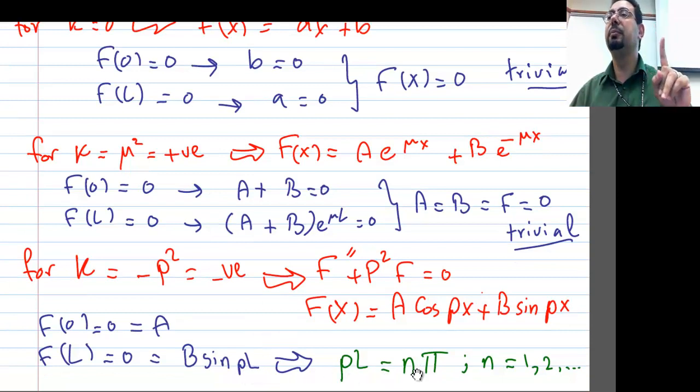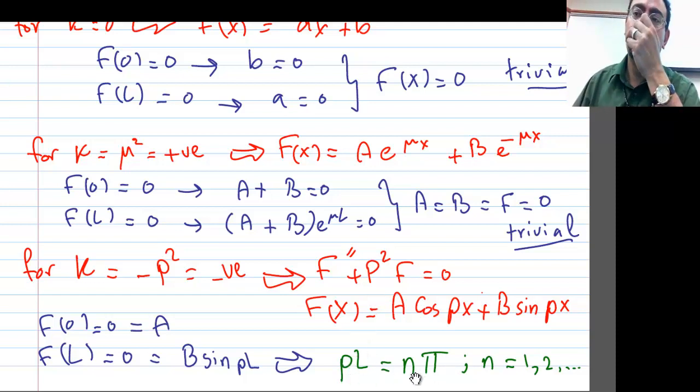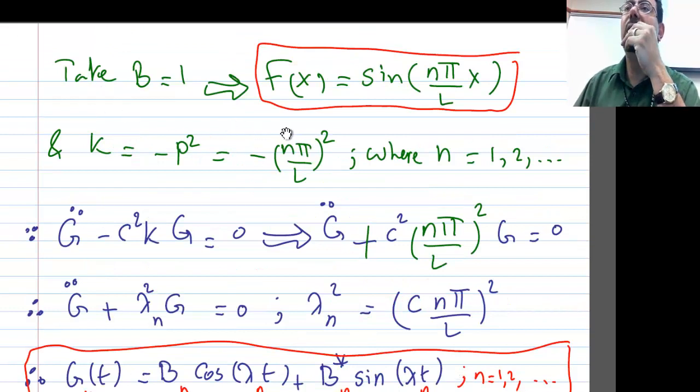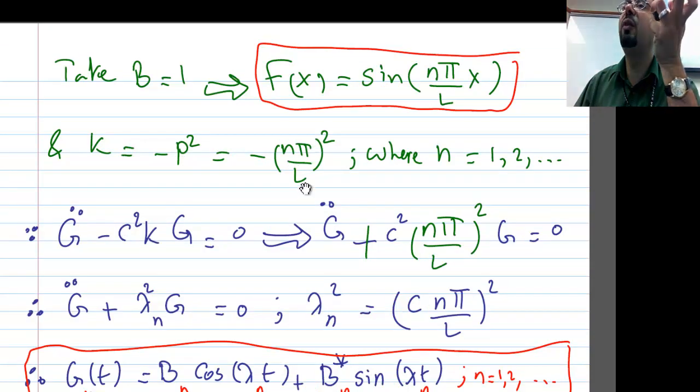pL must be, right, n pi. N pi will do it for us. So it could be 1 or 2, so pL must be n pi, right? Or p really, because that's what we are solving for. The p should be n pi over L, right? So the p squared should be n pi over L, squared, all right?